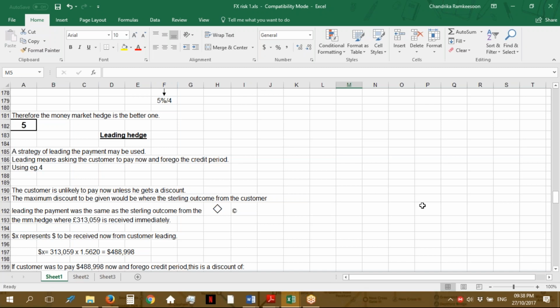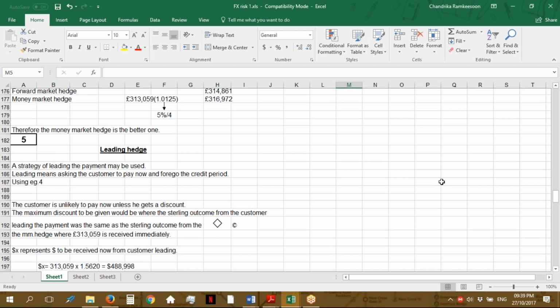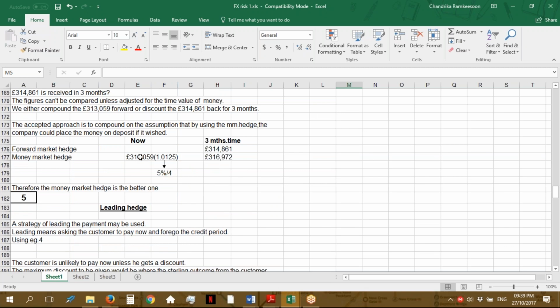Now, another way of saying that is the money market was the better hedge. By the way, note what I said in the last sentence: the money market hedge, where 313,059 is received immediately. When we did this comparison just now to decide whether to use money market or forward, we compounded this and got 316, and on that basis I decided money market was the better one, because we had to compare like with like.